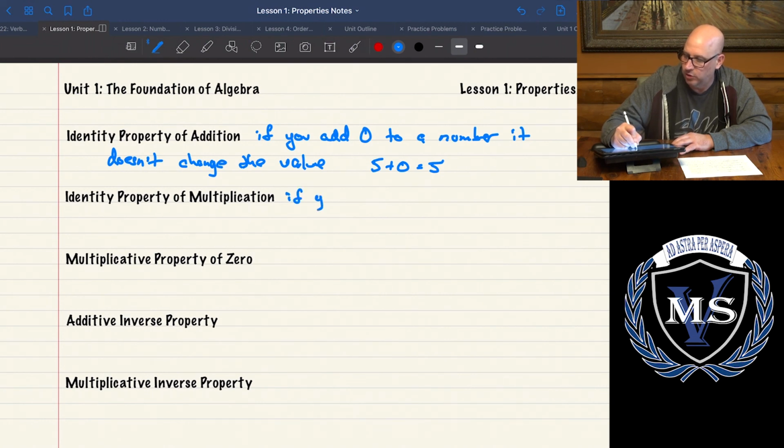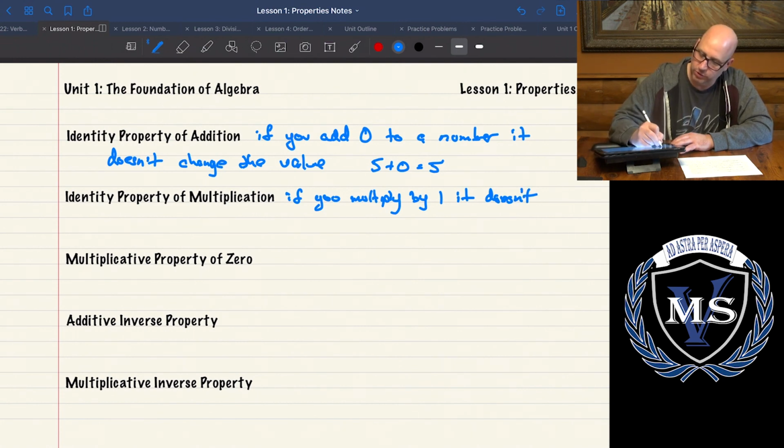If you multiply by 1, it doesn't change the value. Again, shocker, right?